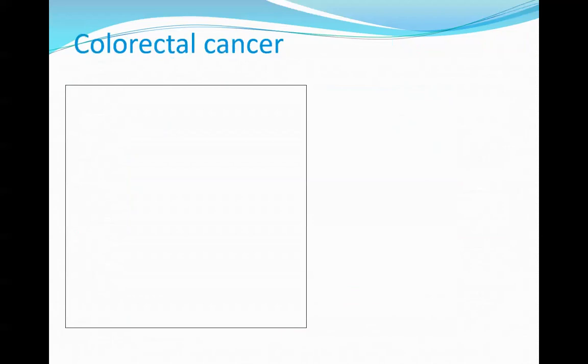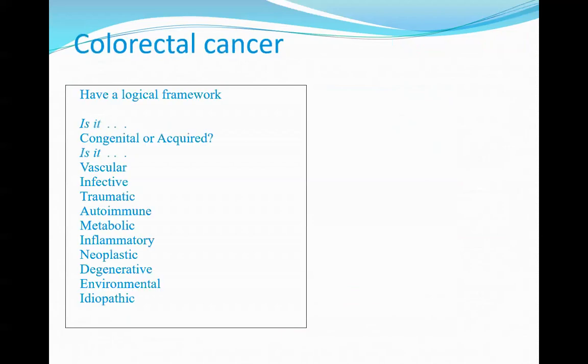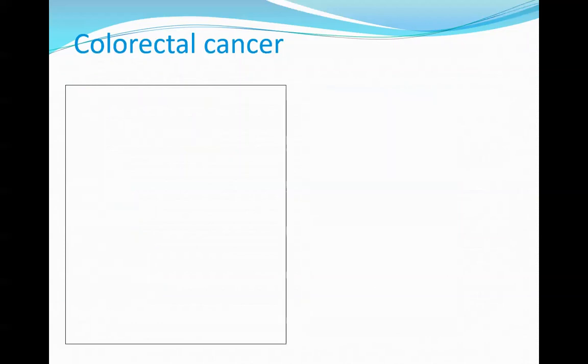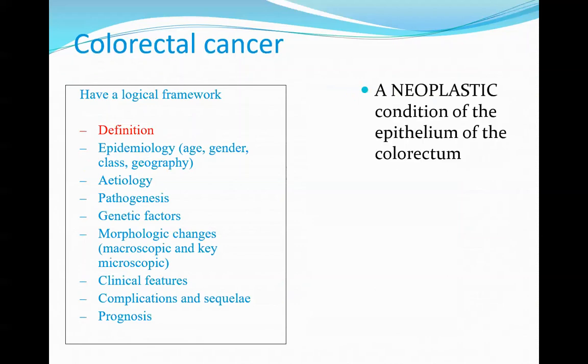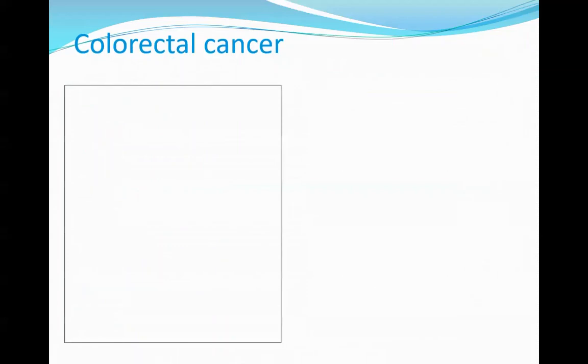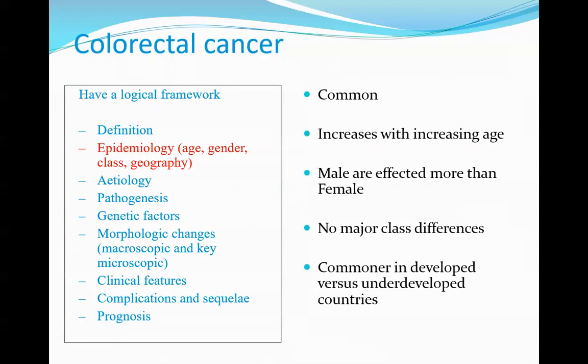Okay. Then we have a list. Is it congenital or acquired? It is acquired. It's not congenital. So what out of these? Is it vascular, infective, traumatic, autoimmune, metabolic, inflammatory? It's neoplastic. So it's a neoplastic disease. Then we have another chart. Definition: it's a neoplastic condition of epithelium. Then etiology, epidemiology. Epidemiology says it's a common thing, increasing with age.